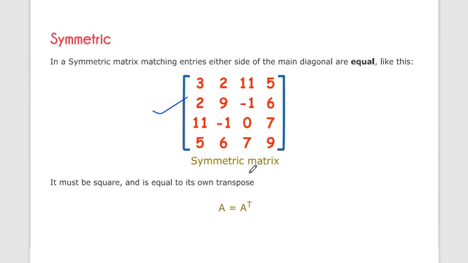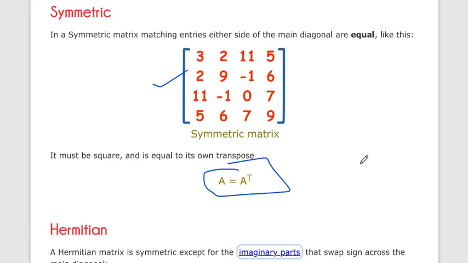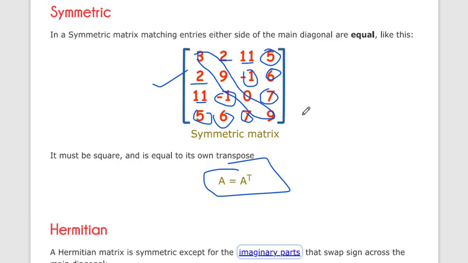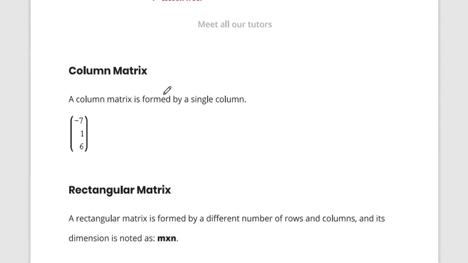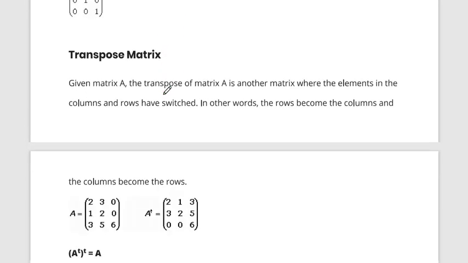Symmetric: what is symmetric? Symmetric means A and its transpose are equal, the same. Like if this is the diagonal, these two will be the same, these two, 5 5, minus 1 minus 2, 6 6. Okay, so as you can see, the bottom of the diagonal and the top of the diagonal are the same, so A and A transpose are the same, so it is called symmetric. Okay, this we already know.